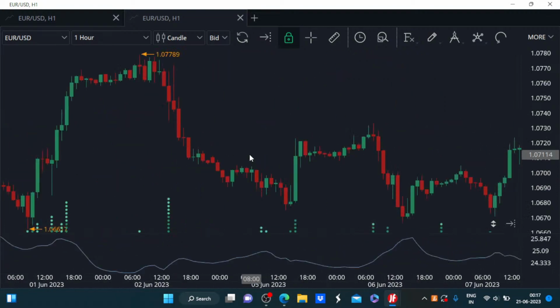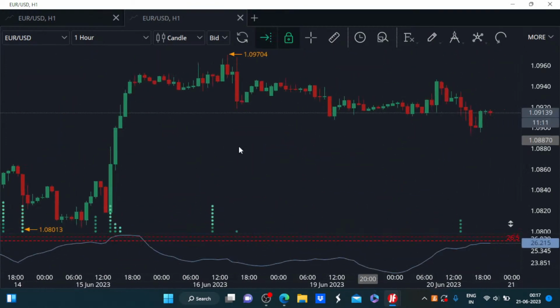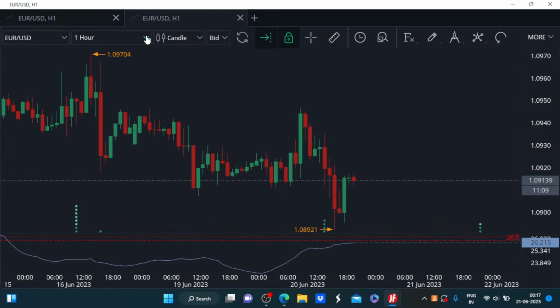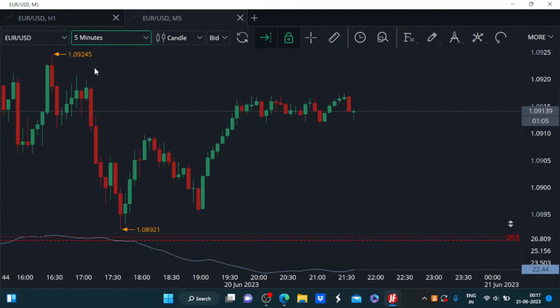You can also use this indicator on a lower time frame. For that, you can reduce the candle period to a lower time frame. Let us look at the 5-minute candle time frame.